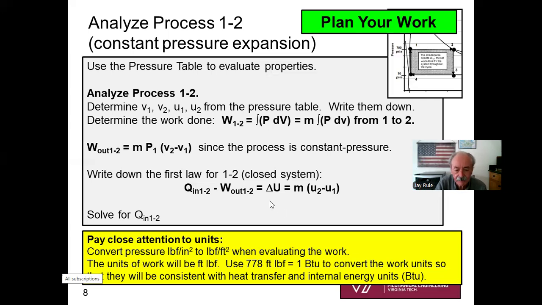Now, how about the first law? Let's write down the first law for process 1 to 2. Q in from 1 to 2, minus W out, which we just found, equals delta capital U. That's going to be the mass times little u2 minus little u1. And we planned ahead well enough in our steam table work to write down u sub 2 and u sub 1. Check. You've got Q in from 1 to 2. Got it? So there's your plan. The devil's in the details, and there's plenty of numerical work to do.